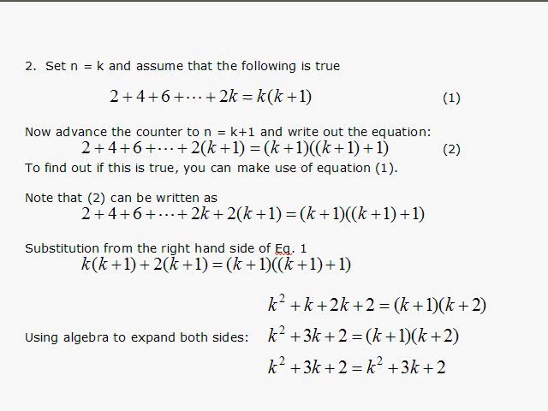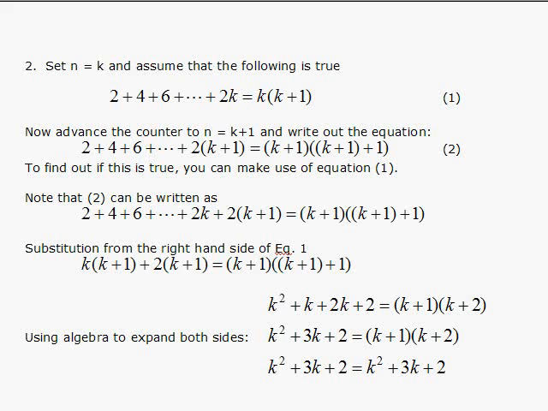So this is step 2. And here, okay, you might have to watch this more than once. And if you're really stuck on it, you can give me a call, you can send me an email, and I'll try to walk you through it again.